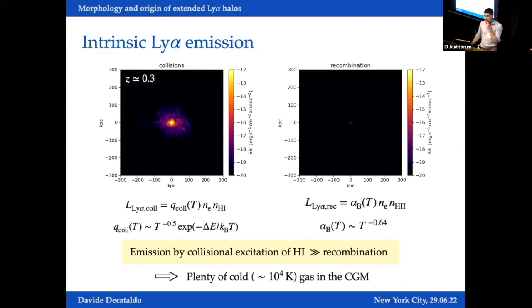And this is actually not a surprise because if you consider how the two terms evolve with temperature, we have the recombination term just declining with temperature, while the collisional term peaks at a temperature of 10^4 to 10^5 K. And it happens that most of the gas in the CGM of our simulation is found at that temperature. This is very interesting by itself as a result.